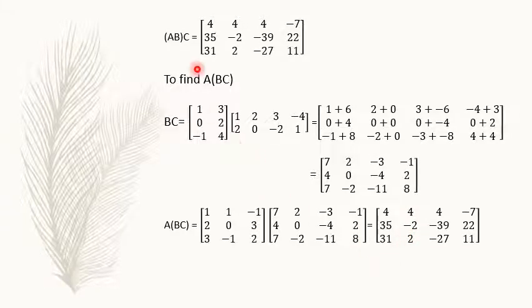So here, (AB)C is this matrix and A(BC) is this matrix. Check whether these two are the same. Yes. So, this gives that (AB)C is the same as A(BC).